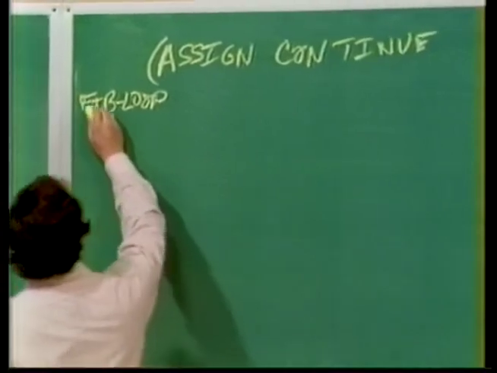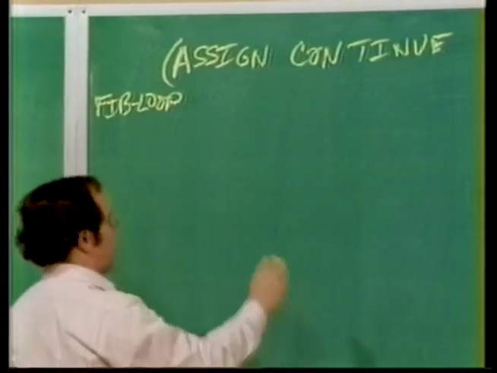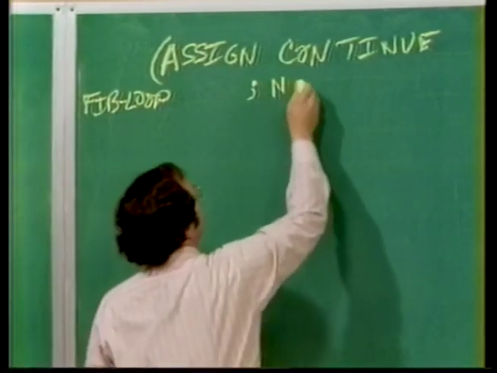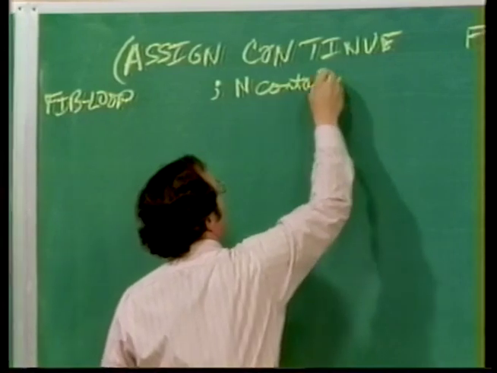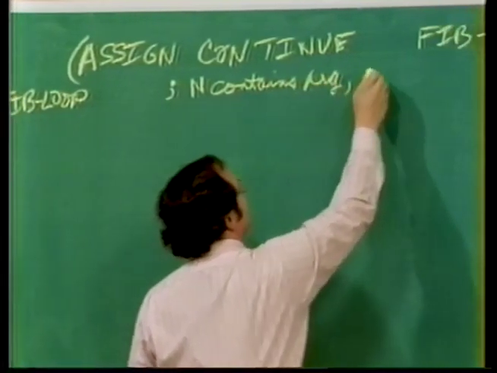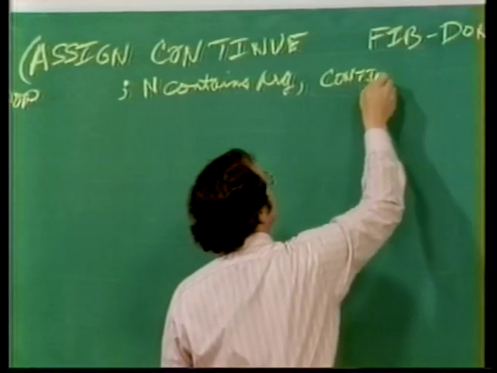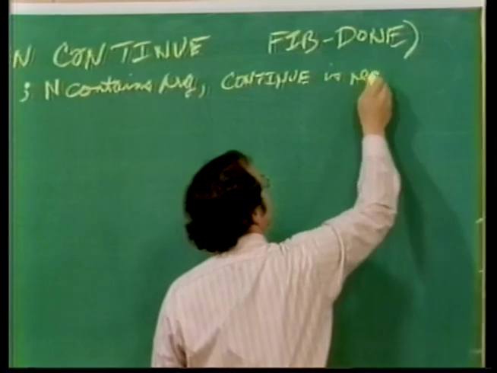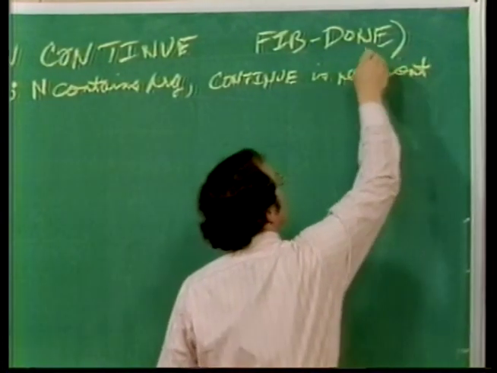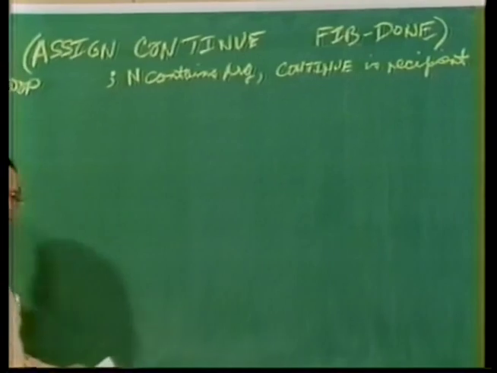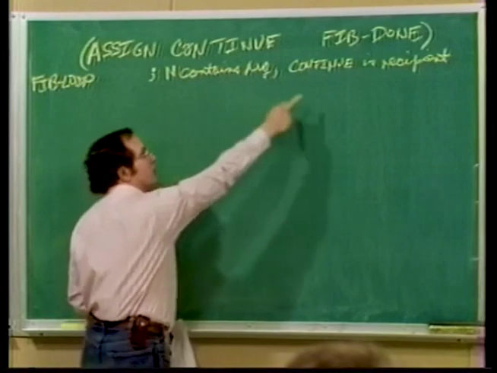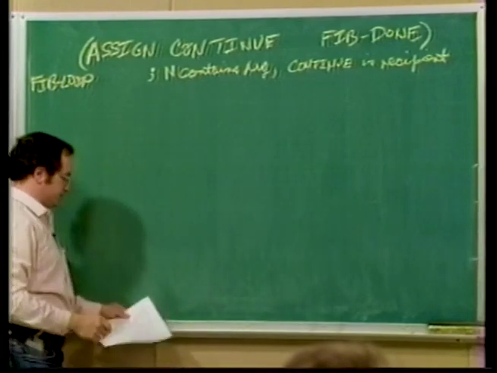So what you're going to see here at this place, what I want here is the contract that says, I'm going to write this with a comment syntax. The contract is n contains arg, the argument, continue is the recipient. In other words, at this point, if I ever go to this place, I'm expecting this to be true: the argument for computing the Fibonacci.